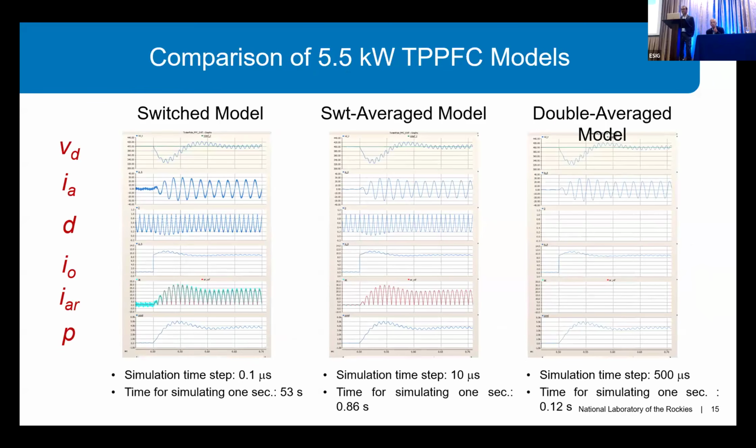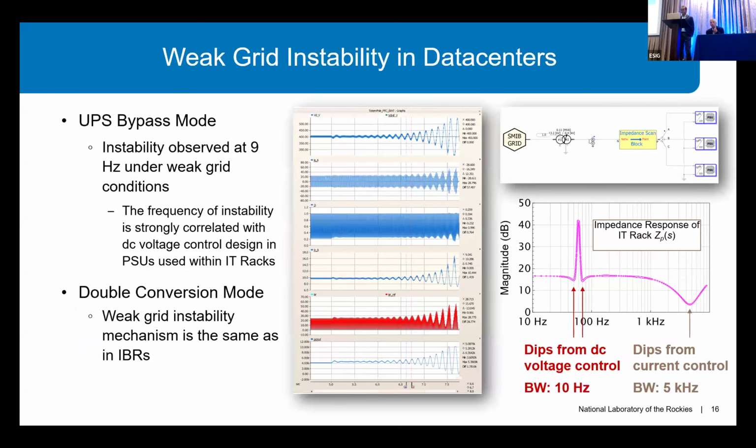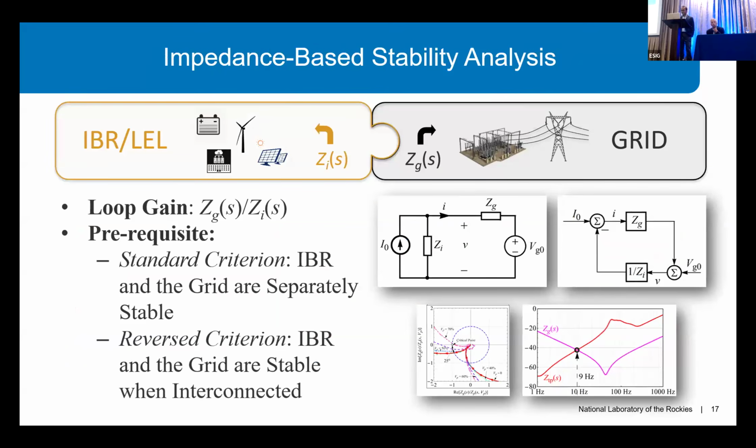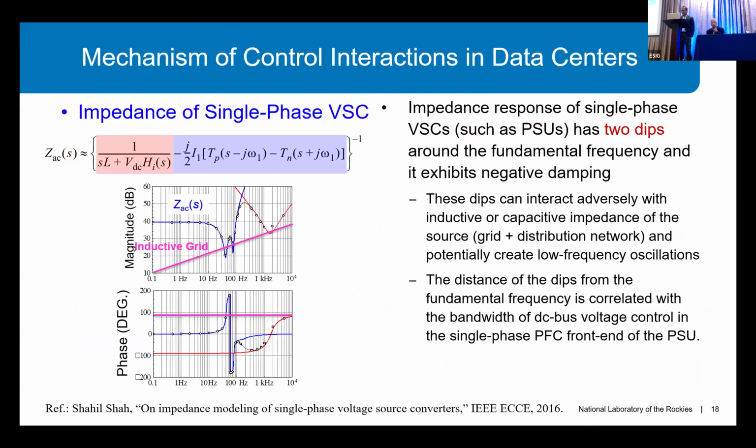So this IT rack model can be used for running various power system reliability studies for data centers. We can use it for studying control interactions and performing impedance scan studies, just like we do for IBRs, for finding weak grid instabilities and interactions with nearby data centers and inverter-based resources. In the interest of time, I'll skip a couple of slides, but I wanted to keep them here for the record.